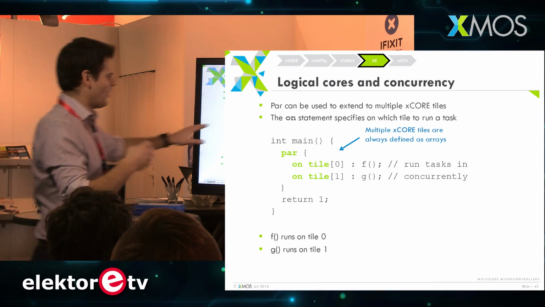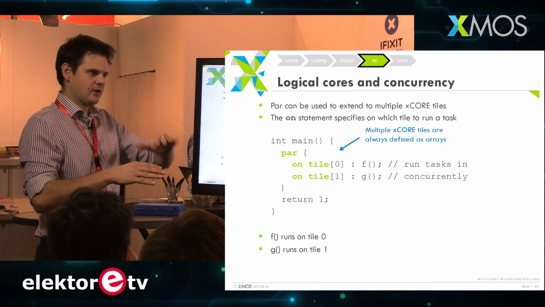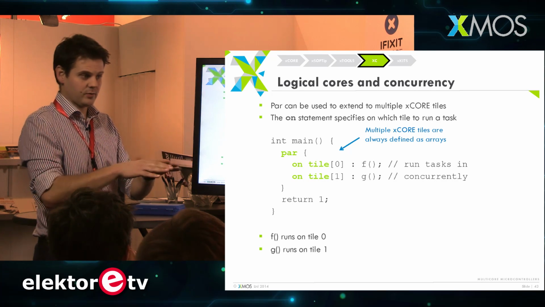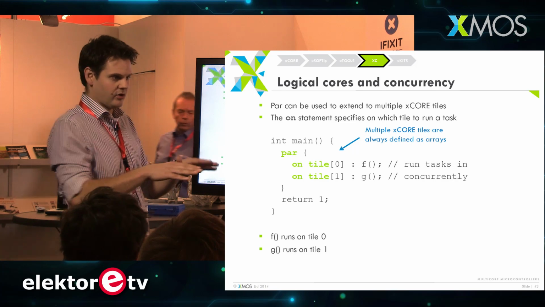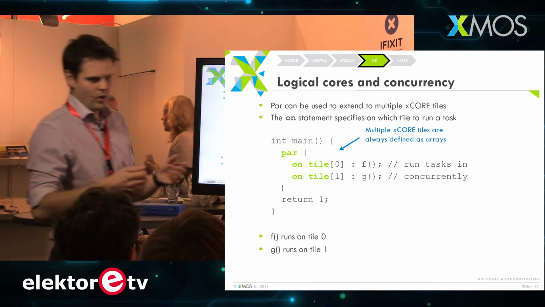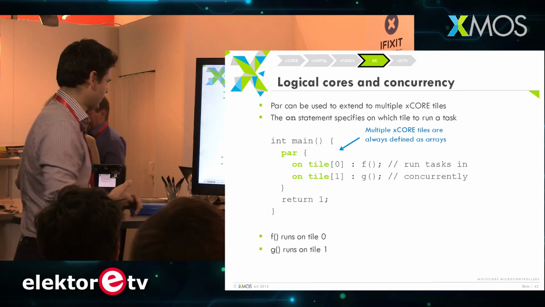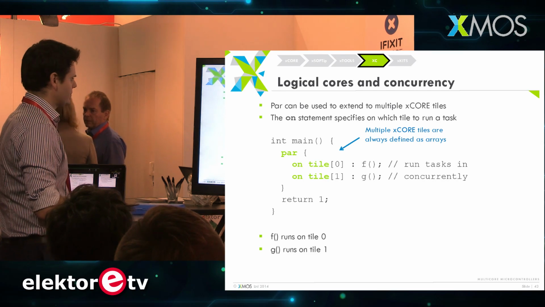So in a multi-tile device, if you can remember, Thomas said there were 8 cores on a tile. We have devices that have 16 cores, which have 2 tiles. When you have a 16-core or 2-tile device, you need to say which tile you want a particular function to run on. And this is the on-tile construct there.